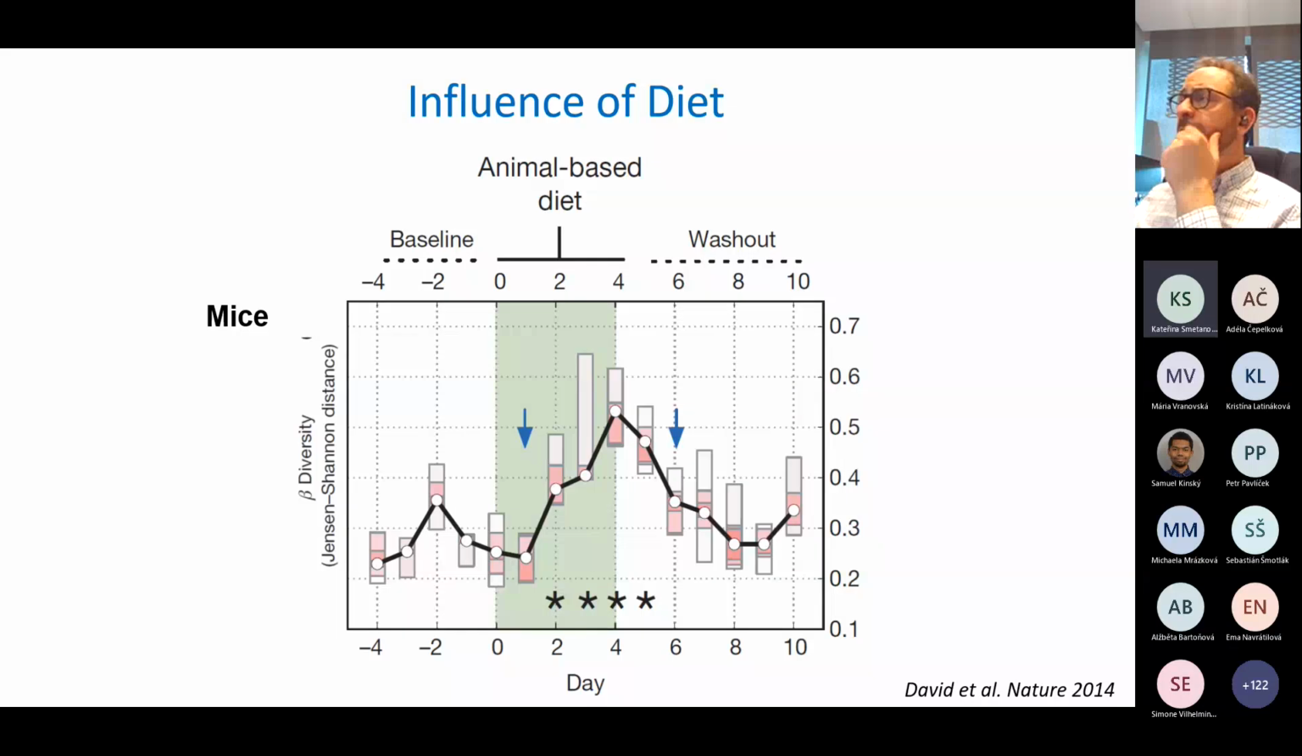This I will skip. So what about diet? I mentioned diet is a very important environmental factor for the microbiome. So this is an experiment performed in mice. Mice usually eat mostly a vegetable-based diet. Here, this is basically a measurement of the microbiome. And you can see that when you change to an animal-based diet, the microbiome is changing, and it's going very fast. You see here, in 2, 3, 4 days, you have a major change in the microbiome, and when you come back to the initial diet, then again in a few days it comes back to the initial state, clearly showing a very dramatic and very rapid effect of diet on the microbiome.